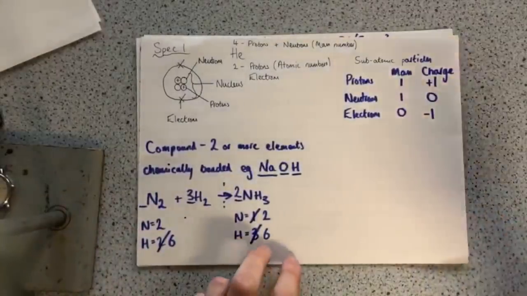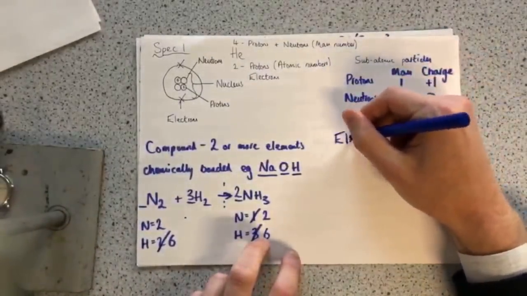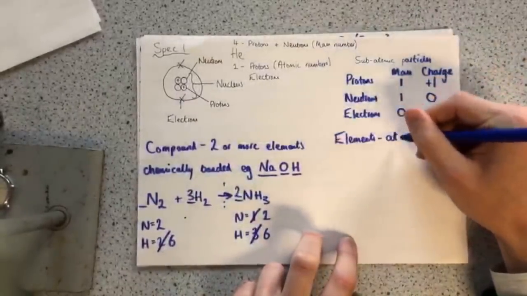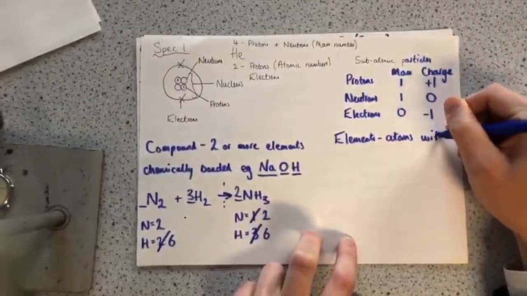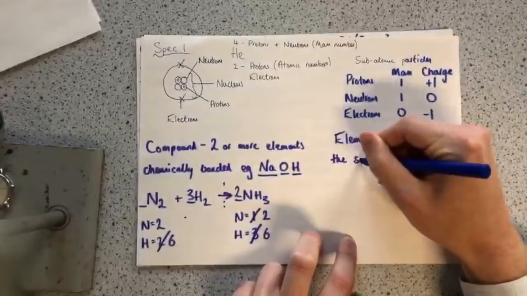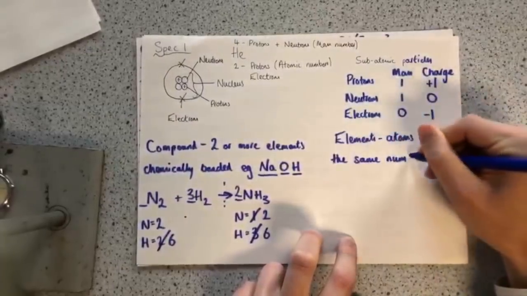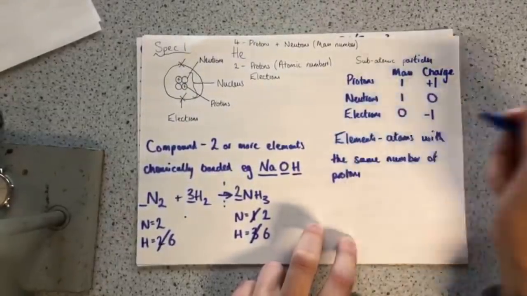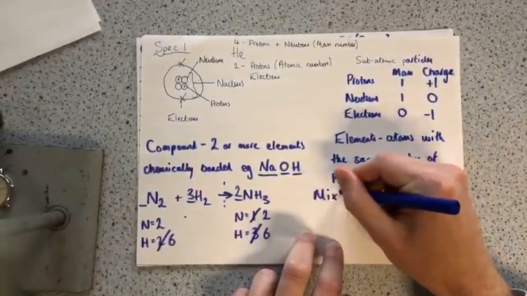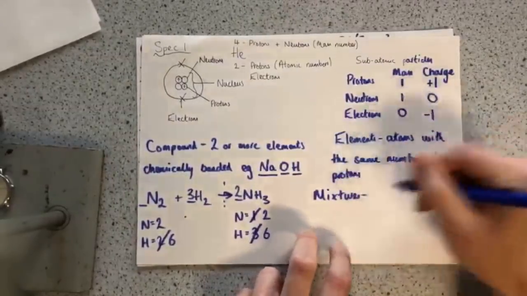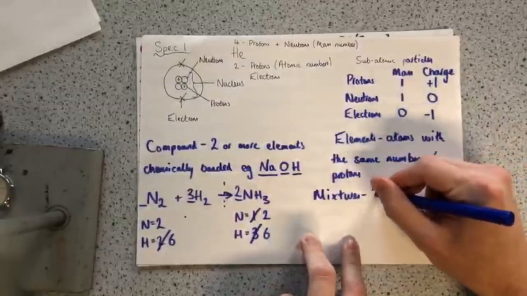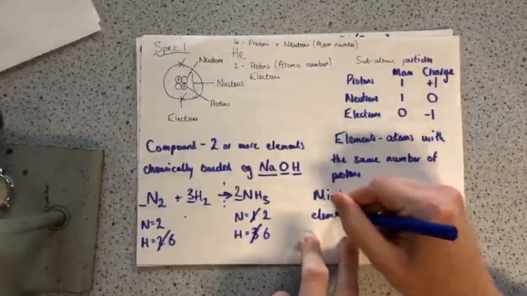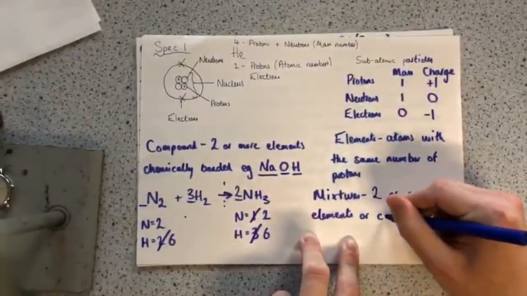Now, in terms of definitions of elements and mixtures as well, I'll write that on before I change sheet. So elements are atoms with the same number of protons. Mixtures are 2 or more elements or compounds not chemically bonded.